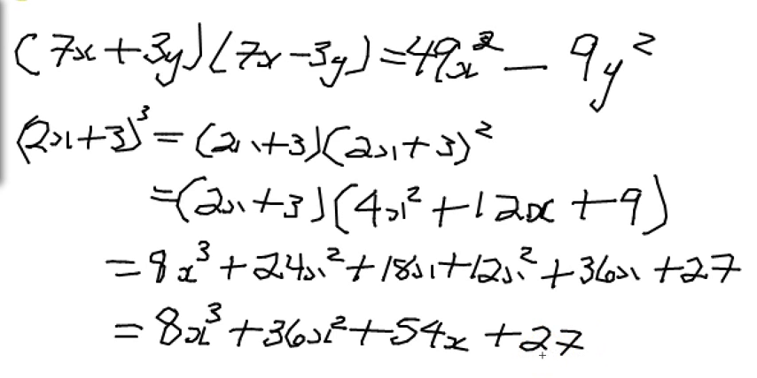Okay, so if you want to cube something, start off by squaring it first and then multiply it by the other binomial. Binomial times trinomial, 6 terms. And that's it for today's lesson.